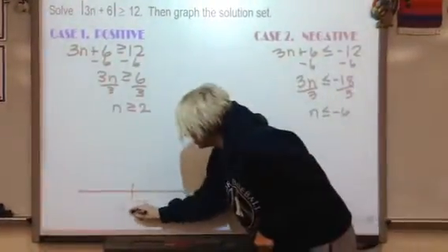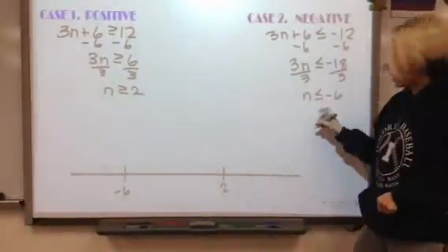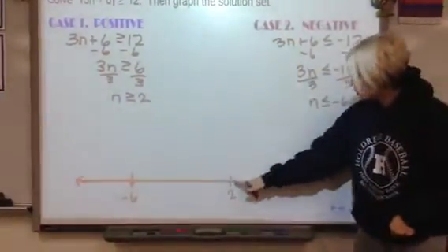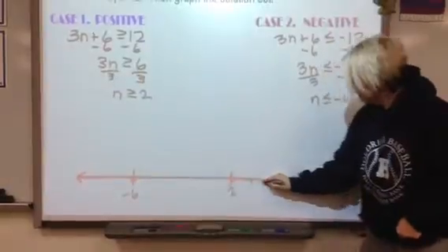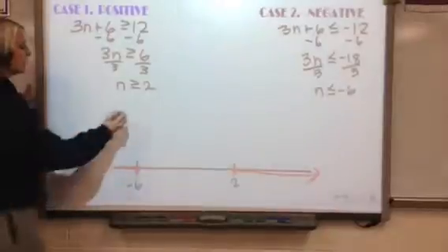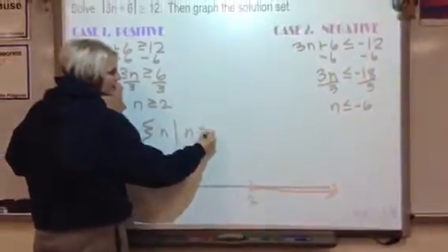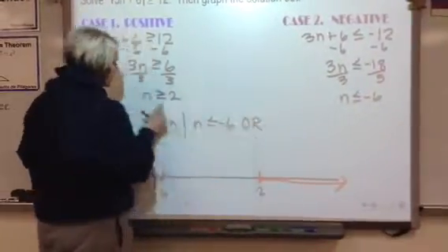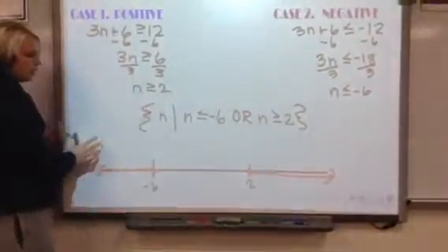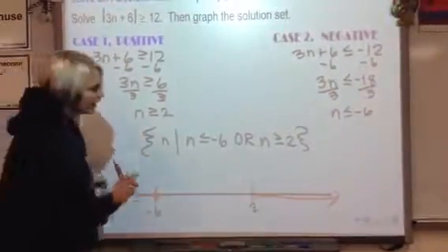So we have negative 6 here. We have 2 here. It is less than or equal to negative 6, so I include that, and it's less than. It is greater than or equal to 2, so I include that, and it's greater than. So you can see clearly it's 2 rays. We write n such that, we start here, n is less than or equal to negative 6, or n greater than or equal to 2. This is the best way to write a union. This is what the graph of the union would look like. So try the example in your notes.